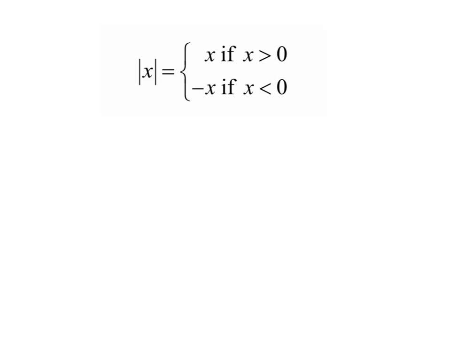Another way of looking at it is the absolute value of x is equal to x if x is greater than 0, in other words, positive, or it's equal to minus x if x is less than 0, or negative.